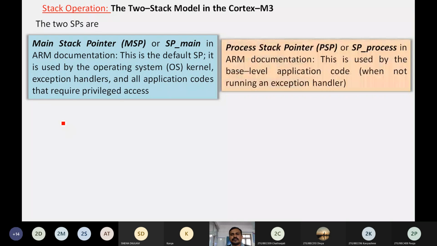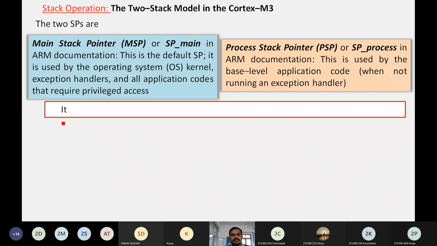Another stack pointer is the process stack pointer, PSP, or as per the ARM documentation, SP underscore process. The name of that one is SP underscore process. This is used by the base level application code that is not running an exception handler. We'll discuss what this application is in future slides.